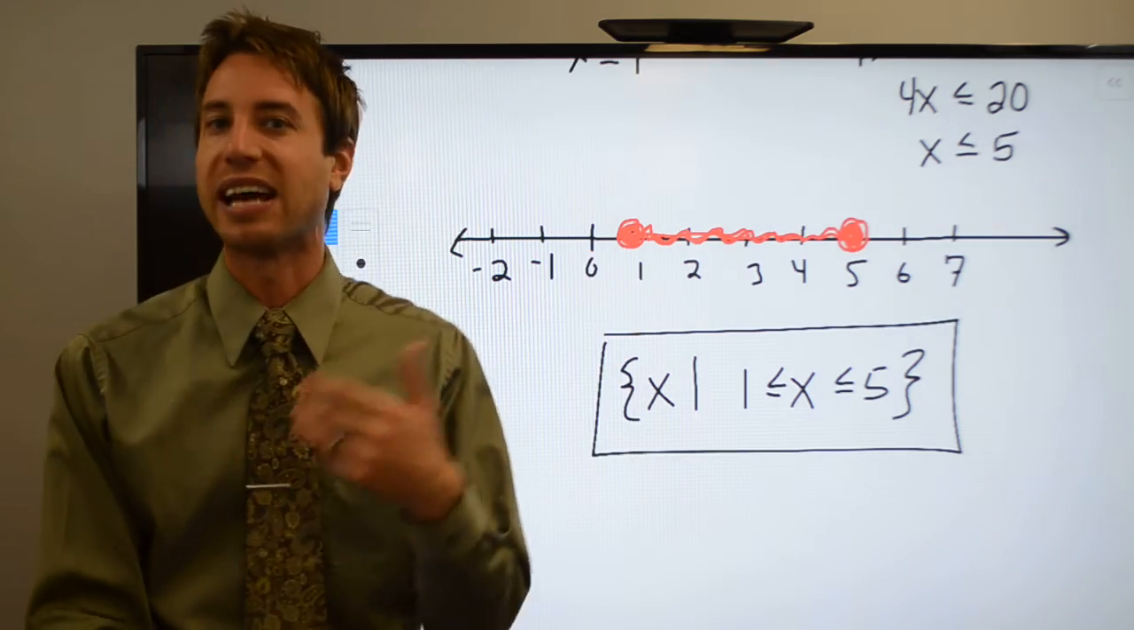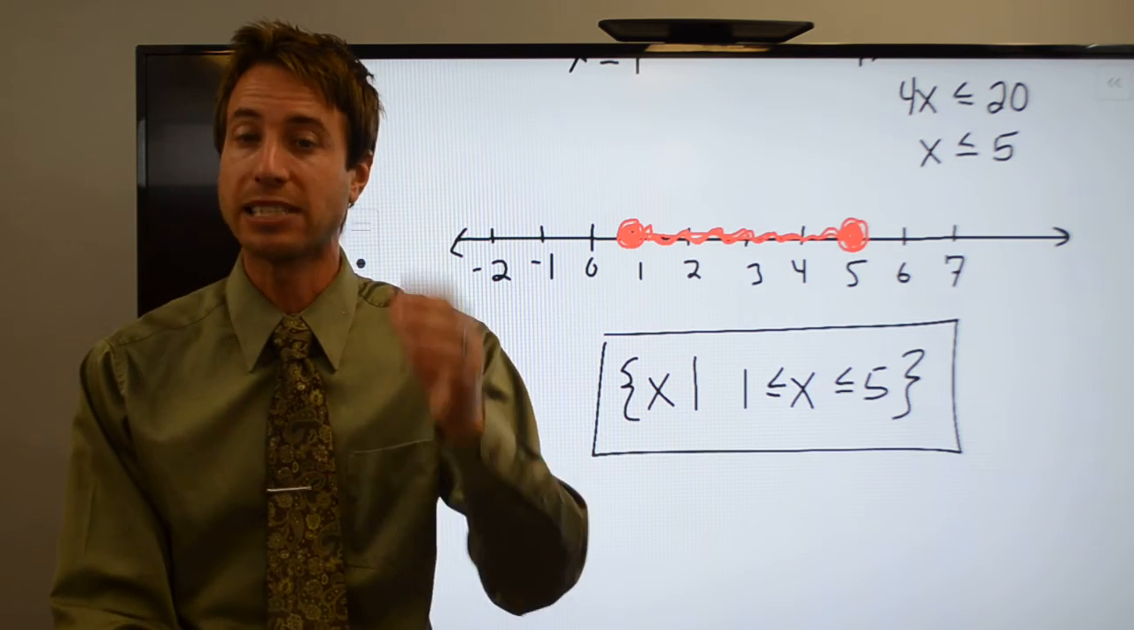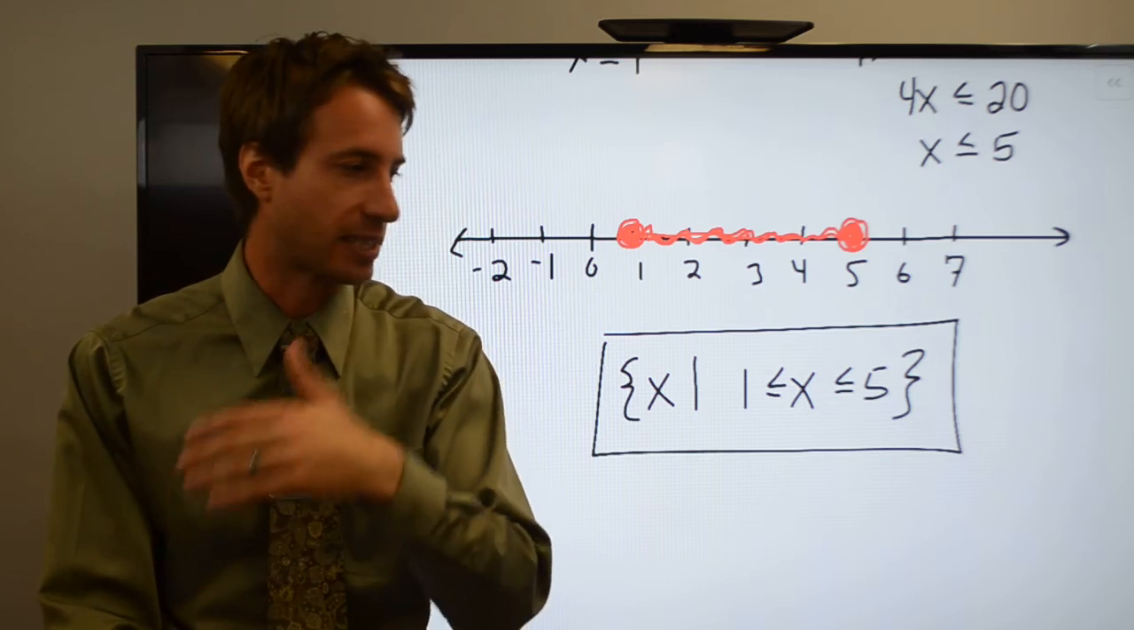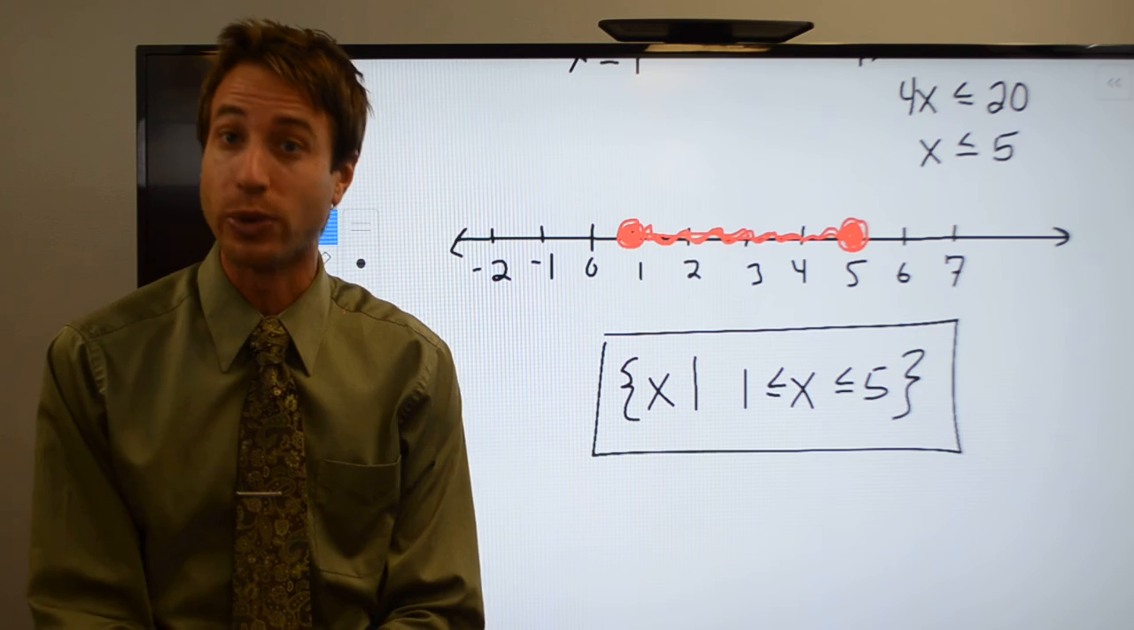I just drew the number line to help you see it, and I'll do that for the rest of the problems as well. If you like the number lines, please feel free to draw number lines. They're wonderful. It's a great way of visualizing what you're doing algebraically.